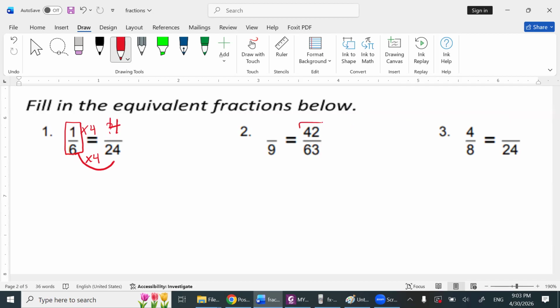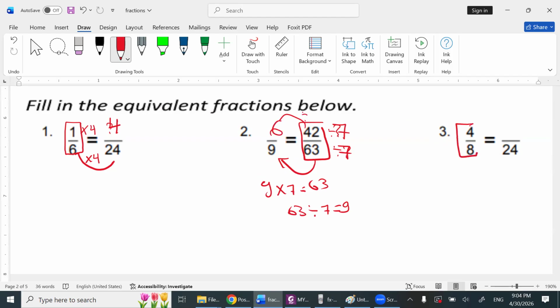Now look at the second question. 42 over 63 becomes something smaller, which means I will divide. So 63 divided by what gives you 9? Count by 9 to find the missing number. 9 times 7 gives you 63. So 63 divided by 7 gives you 9. So you will divide by 7 up and down. 42 divided by 7 gives you 6.